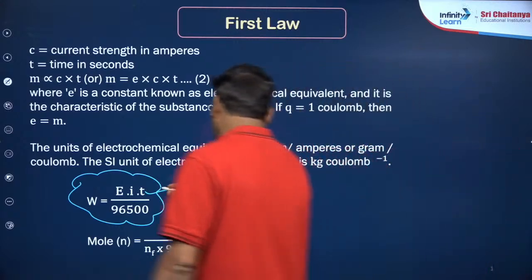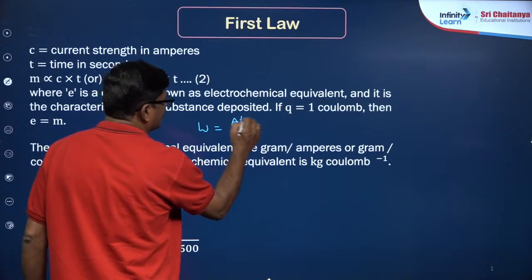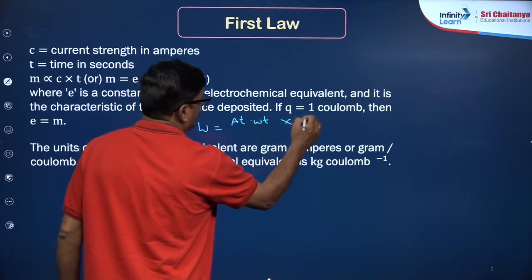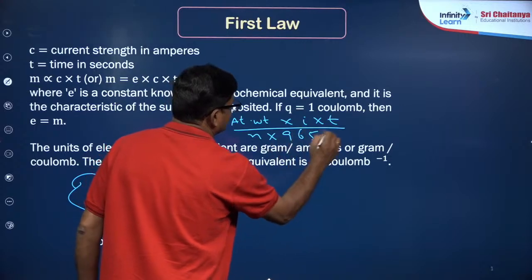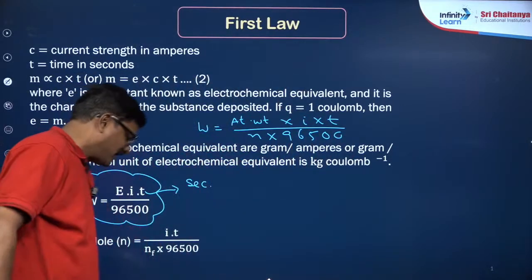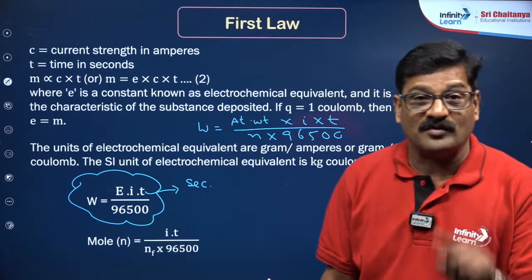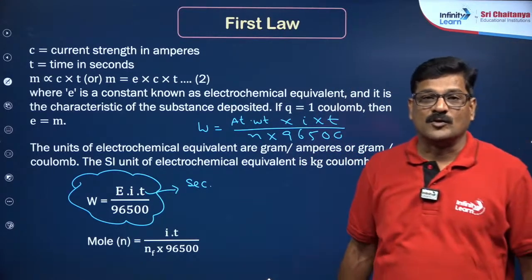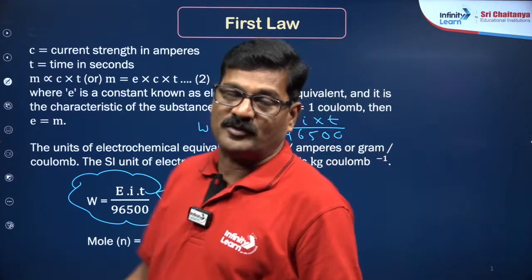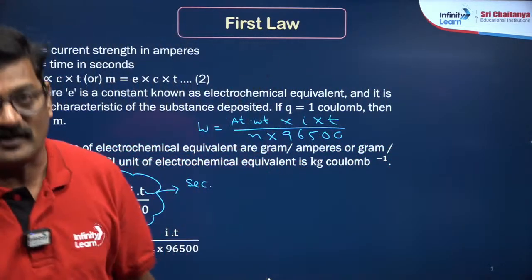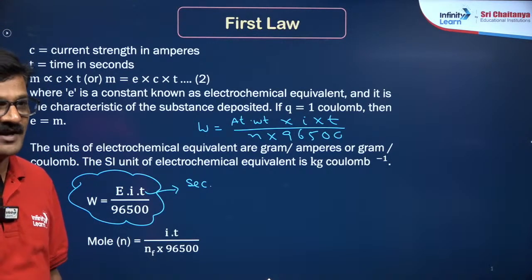Okay, so you can also say W is equal to atomic weight into I into T upon N into 96,500. Why this 96,500? That is the charge carried by 1 mole of electrons. 1 mole means 6 into 10 power 23. Charge of electron means 1.6 into 10 power minus 19 coulombs. If you multiply, you are going to get roughly approximately 96,500. Is it understood?